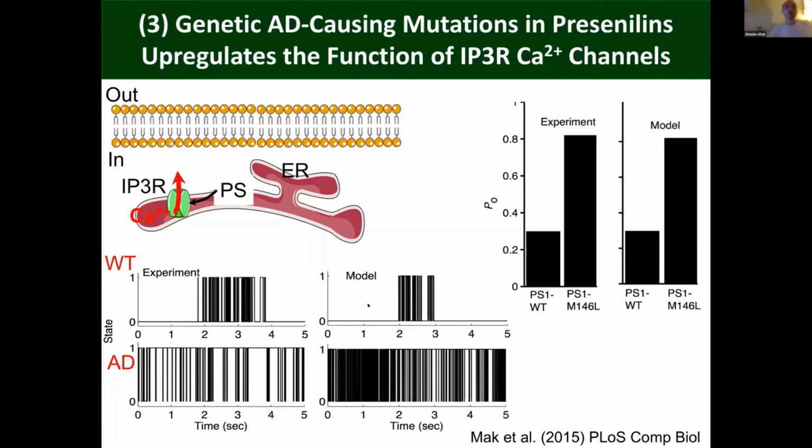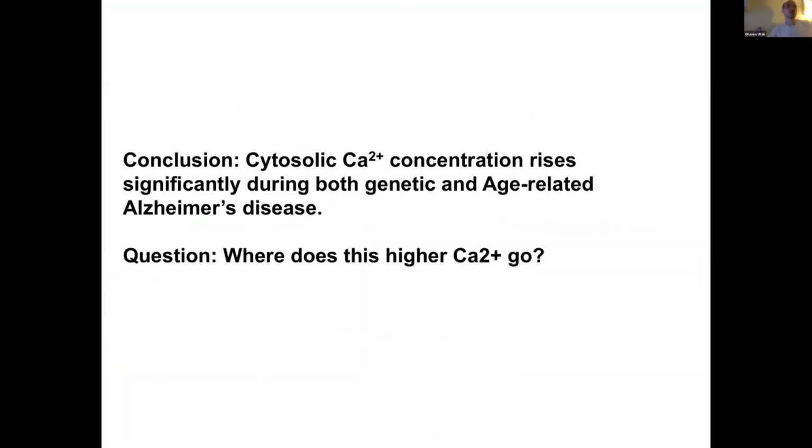And we developed a model for that which shows the same behavior. But if you take the cells with presenilin mutation, these channels remain open for most of the time, up to 82% of the time, which leads to a lot of calcium released into the cytoplasm. So again, a lot of calcium goes into the cytoplasm. And this happens both in genetic and in age-related Alzheimer's disease.